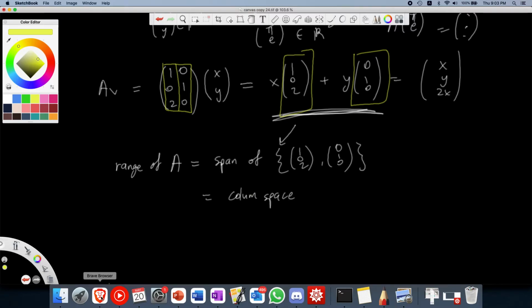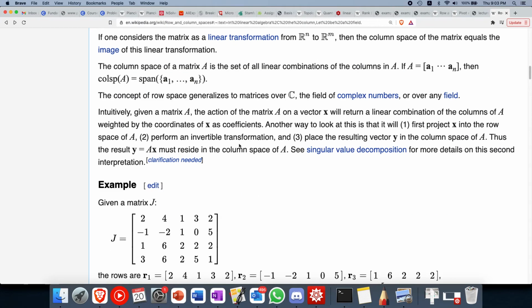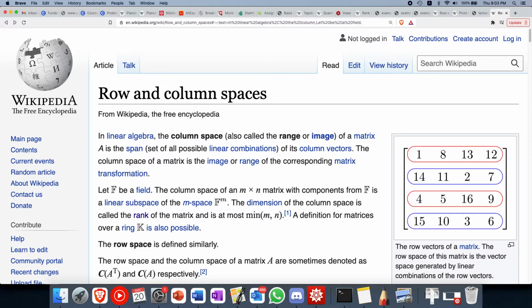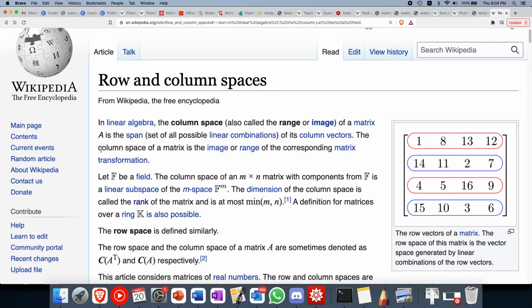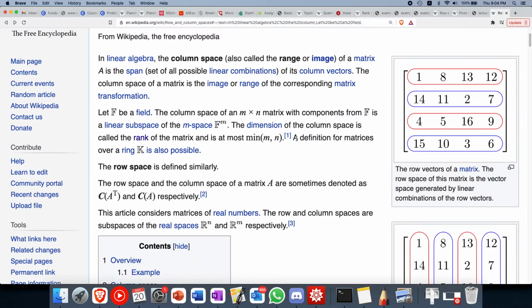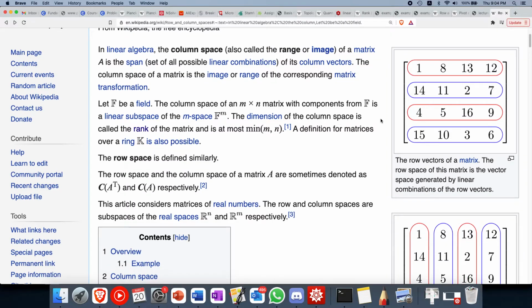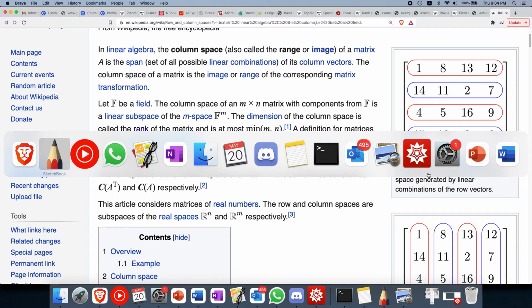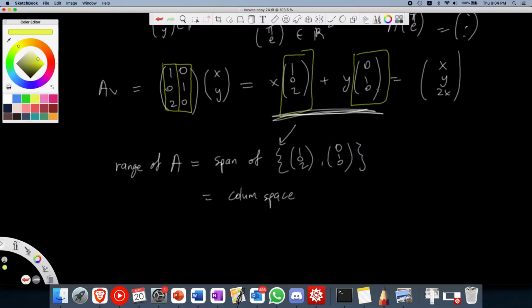So the column space, if we go over to Wikipedia, the column space is also called the range or image of a matrix, which we have just talked about, is the span of its column vectors. The column space of a matrix is the image or range of the corresponding matrix transformation. Yes. And so that is what the column space is. And I hope that is very clear.